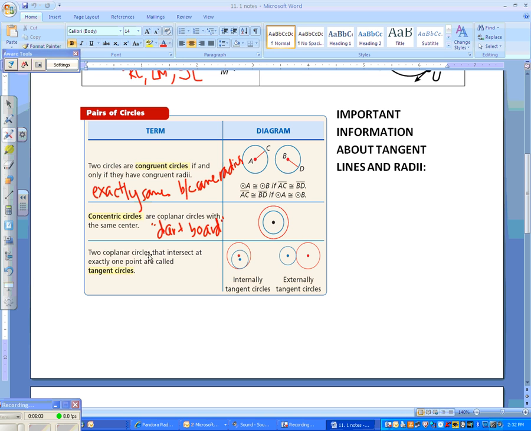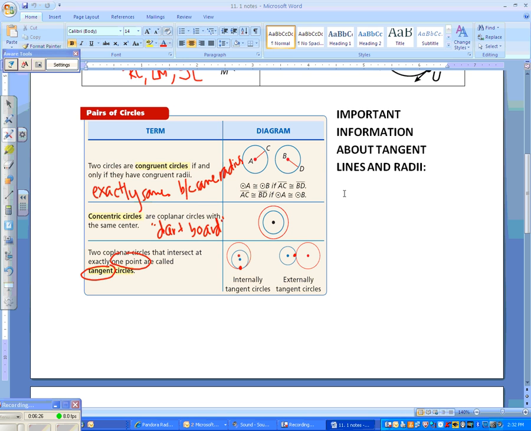2 coplanar circles that intersect at only one point are called tangent circles, and that's because tangent literally means 1 point. So in math, tangent, 1 point. So here, if you notice, there's 2 different ways you can draw it. You can draw circles that look like this, and they meet right there, or you can draw 2 circles that are outside of each other. They're externally tangent right there.